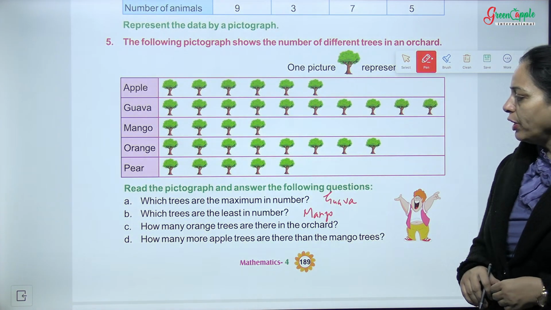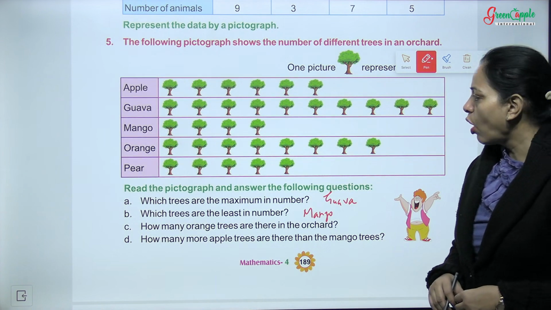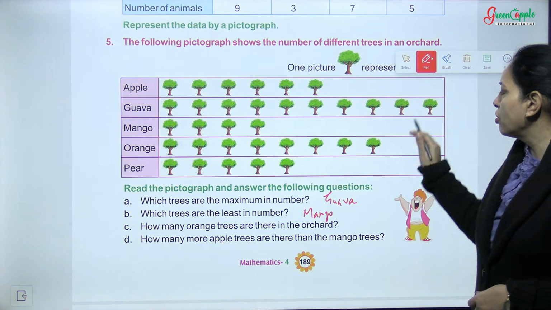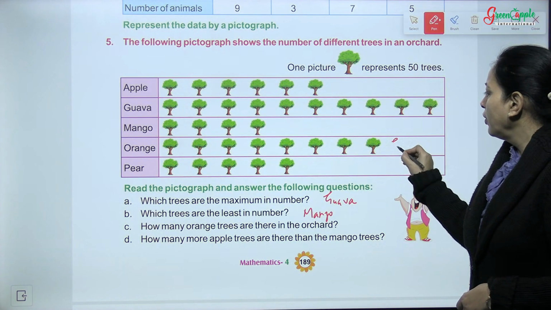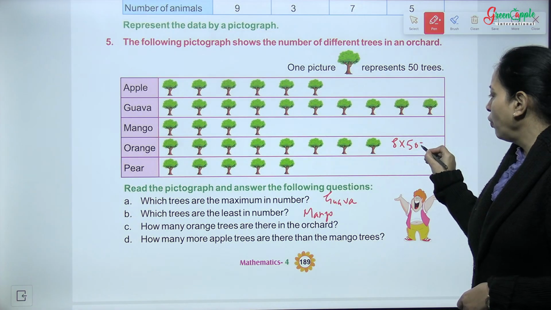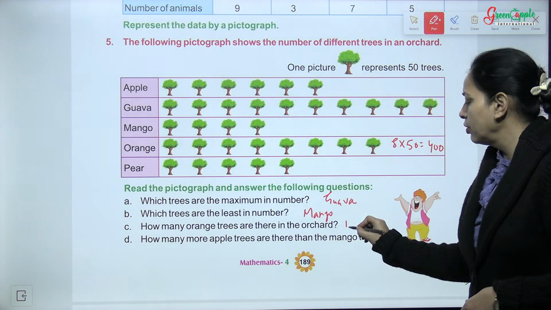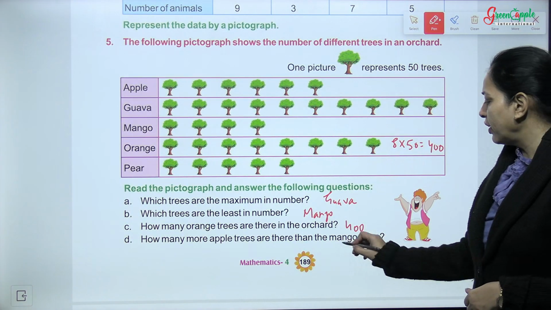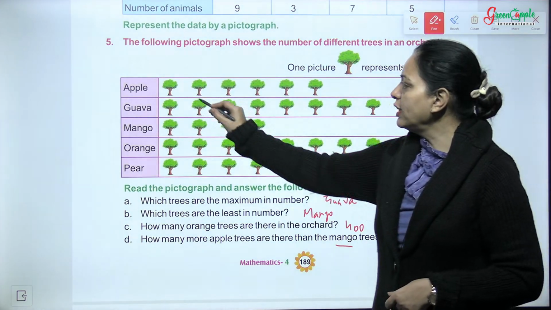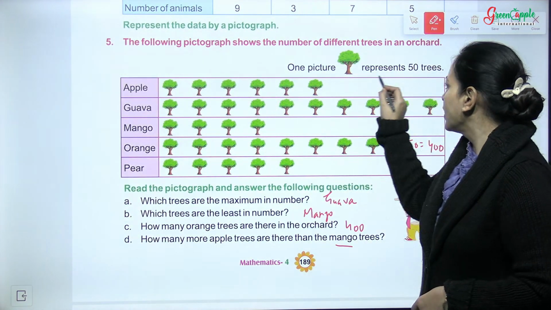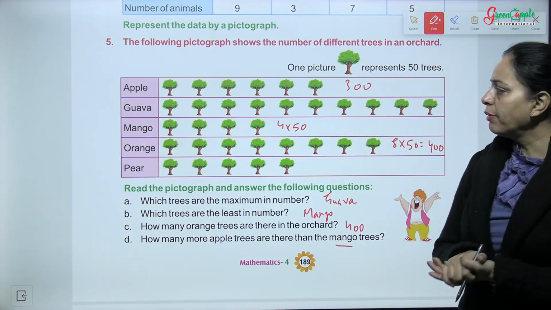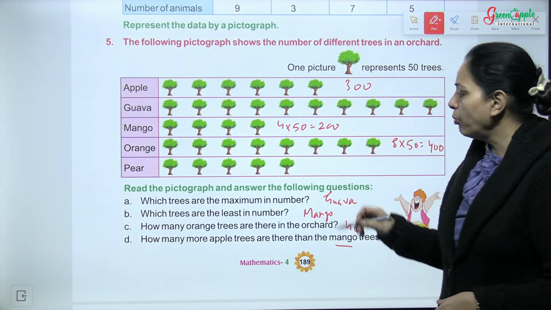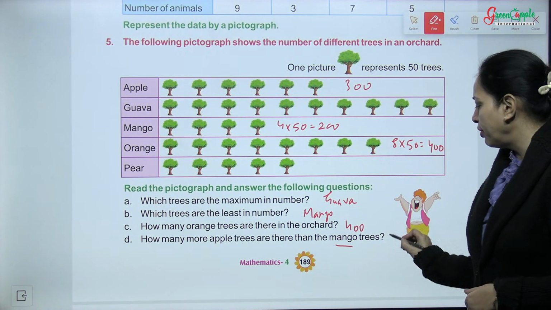Third, C part, how many orange trees are there? So how many orange trees? 1, 2, 3, 4, 5, 6, 7, 8 pictures, and 1 equals 50. So 8 into 50, 400. 400 trees. Then how many more apple trees are there than the mango? So apple trees 1, 2, 3, 4, 5, 6. 6 into 50, 300. And mango 1, 2, 3, 4. 4 into 50, 200. So how many more? So that is 100. Okay.